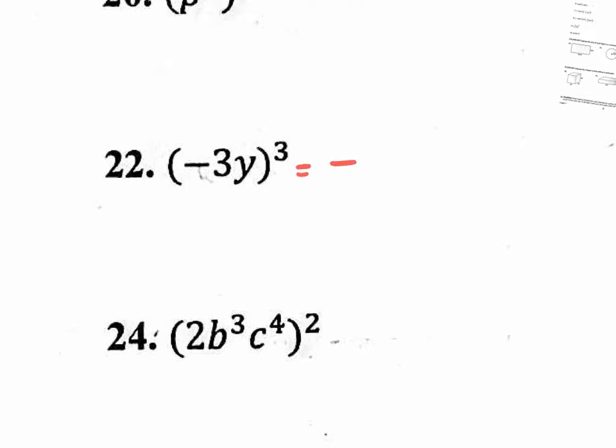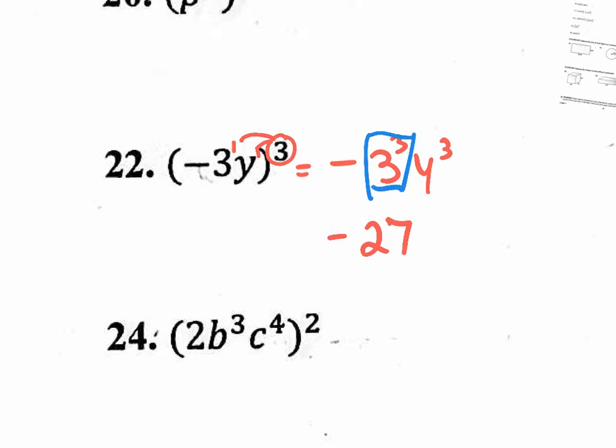So you don't even have to worry about this negative sign anymore, because you already know that a negative times a negative times a negative ends up being a negative. You already know that your answer is negative. All you have to do now is distribute that 3 and put it on each of those exponents and multiply those exponents. So you really have 3 to the third and y to the third. And we all know that 3 to the third, that's really 3 times 3 times 3. So your answer is negative 27, because 3 times 3 is 9 and 9 times 3 is 27. You bring down the y to the third, and there's your final answer for number 22.